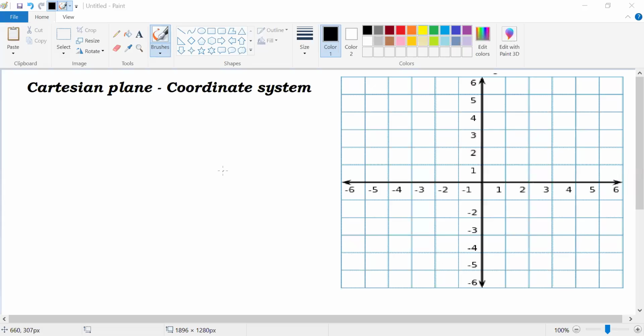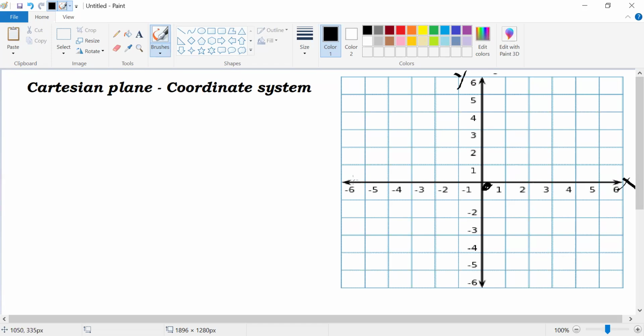In this video, we will discuss the Cartesian plane and coordinate system basics, an introduction to that. So this is the Cartesian plane. So far you have learned x-axis and y-axis, only positive values. The horizontal axis is the x-axis and the vertical axis is the y-axis. Now this is the origin, 0.